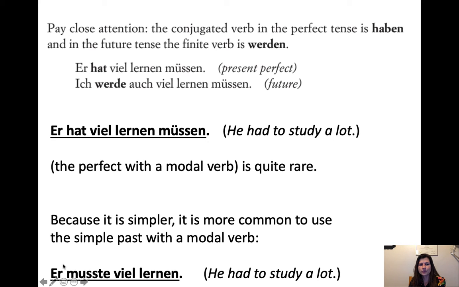So musste viel lernen is a lot easier because it's the exact same sentence structure as if it were in the present tense. The present tense would be muss viel lernen. He has to, he must study a lot. So all we did was we took müssen, muss, musste. We put that in the simple past. So that is a lot simpler with the simple past, right? But it's important to be able to recognize this perfect form as well.